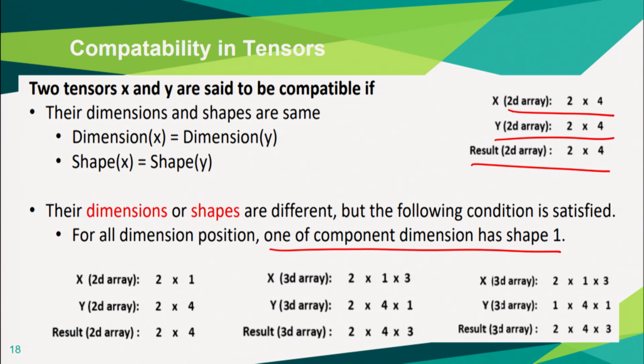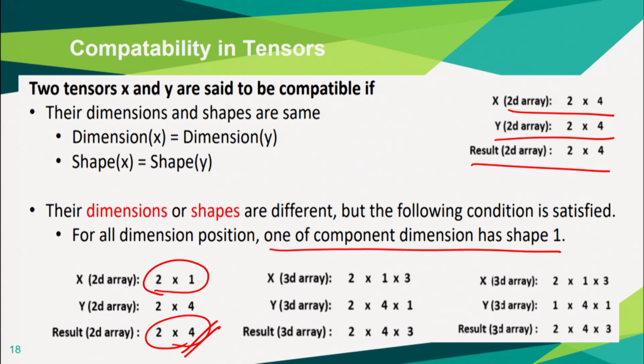So, using this methodology only, the other tensors that we have taken have been broadcast, stretched; that has happened only because of this. So, consider these three examples now. Example 1: x is a 2-dimensional array and there is one component dimension of shape 1. So, because of this the resultant is 2 by 4.